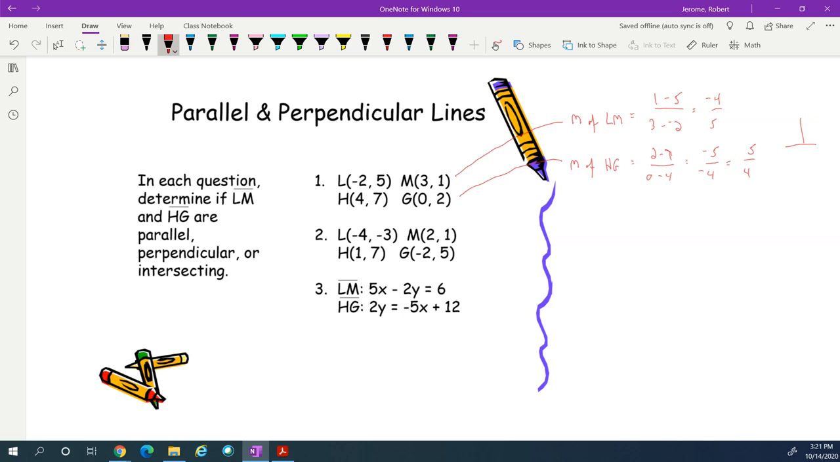So again, if I take -4/5, flip it, and then make it positive, I get the other one. So yeah, they're perpendicular. The other way is to multiply them. -4/5 times 5/4, and we get -1. So again, yes, they are perpendicular.